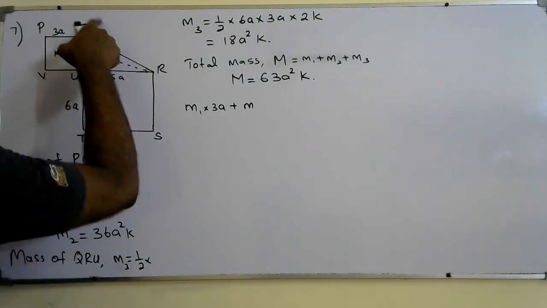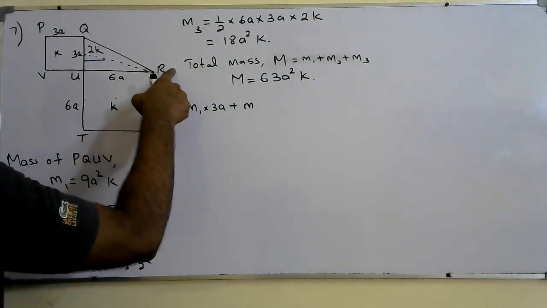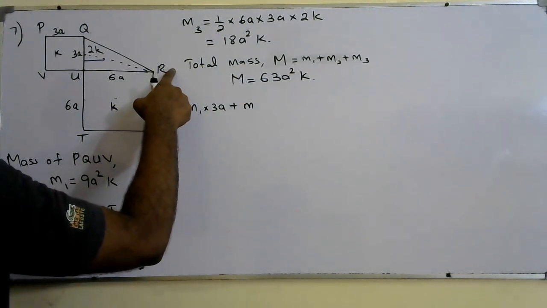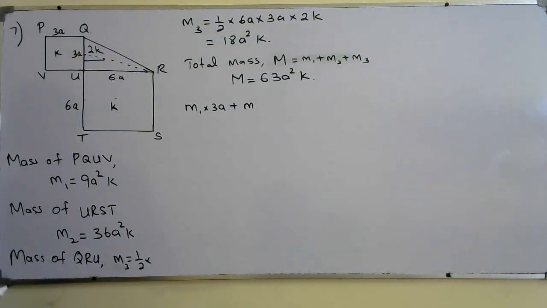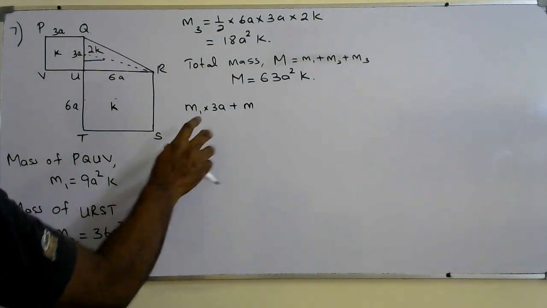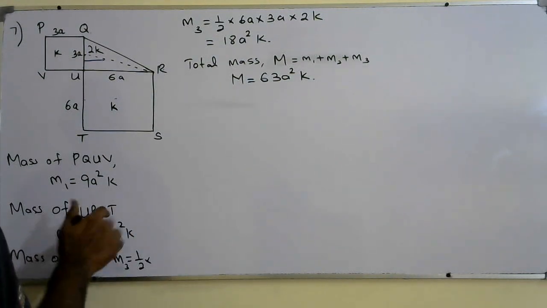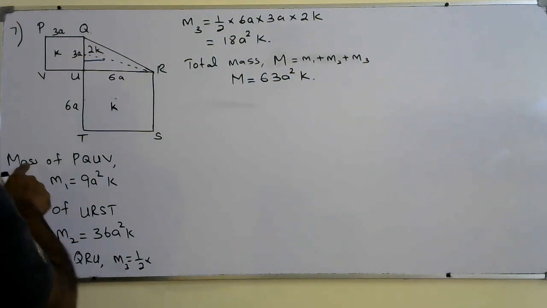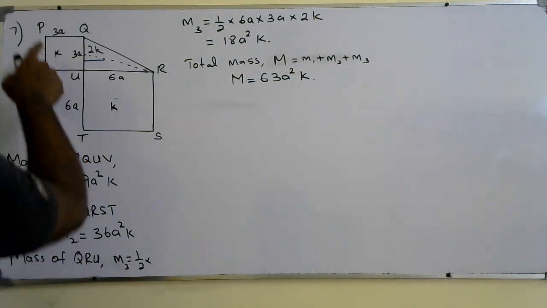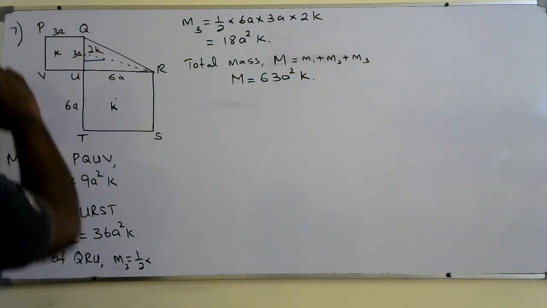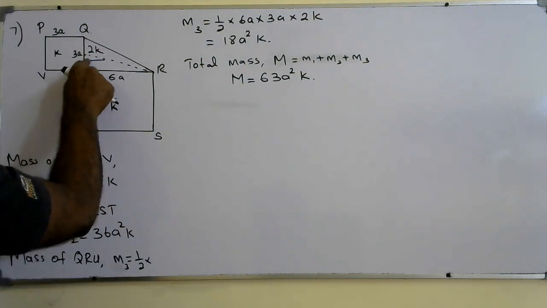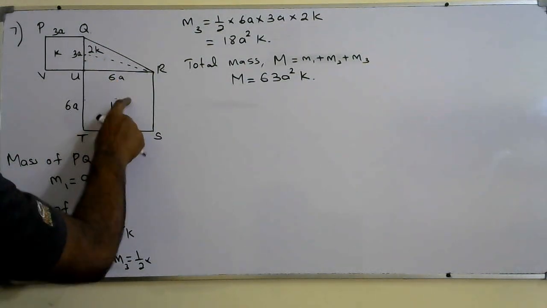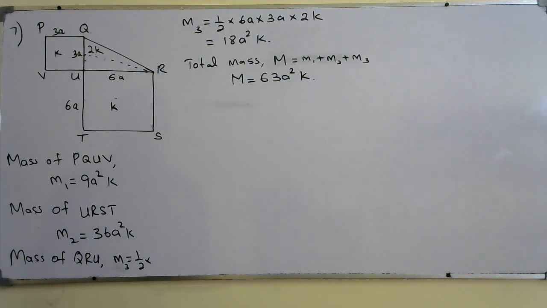Mass of URST, sorry, I mean it's the mass of URST, yeah, URST is the square. Mass of PQUV is M1, that's on the left side. So we'll start with this one. For this square, the mass URST is M2.